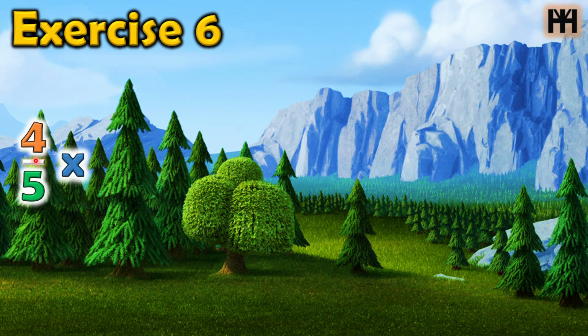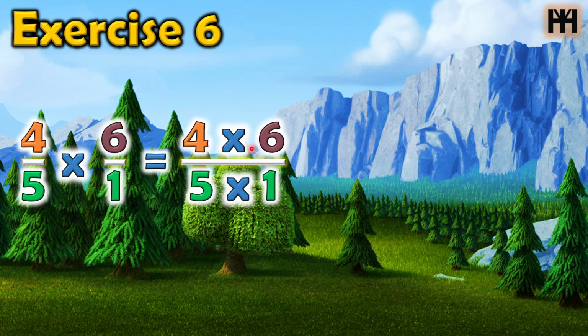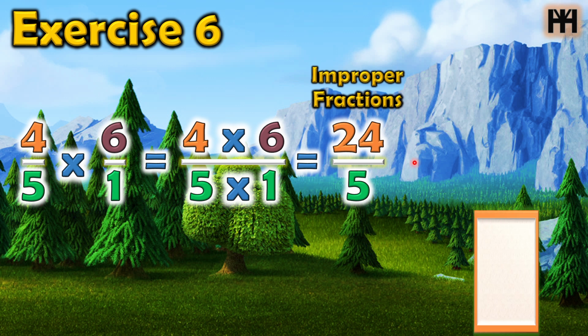Exercise 6. We have 4 over 5 times 6. Of course, it's the same as 6 over 1. So it's 4 times 6 over 5 times 1. So it's 24 over 5. This is an improper fraction.